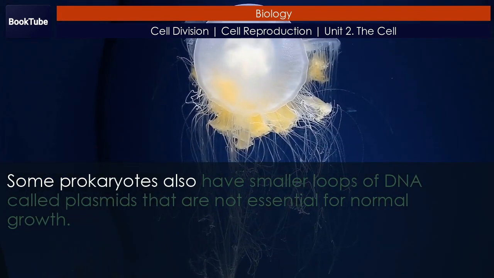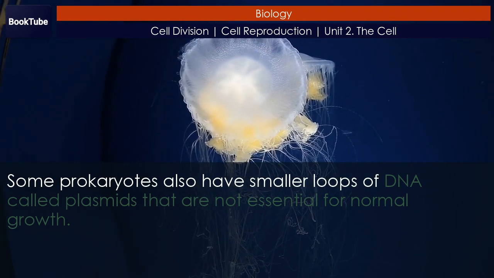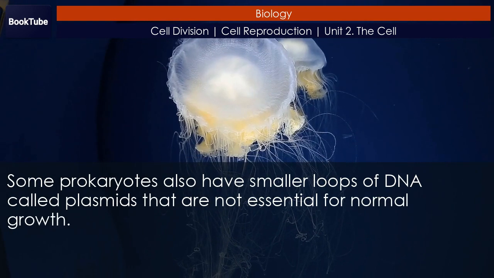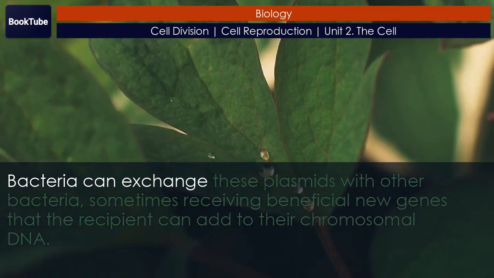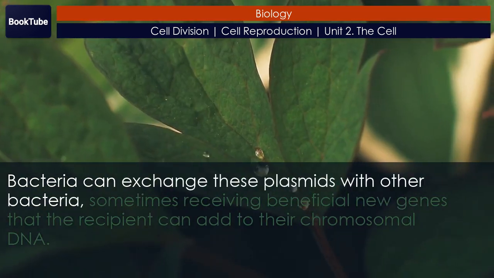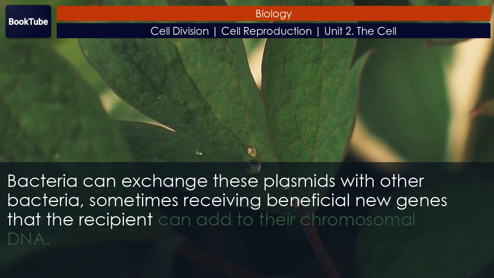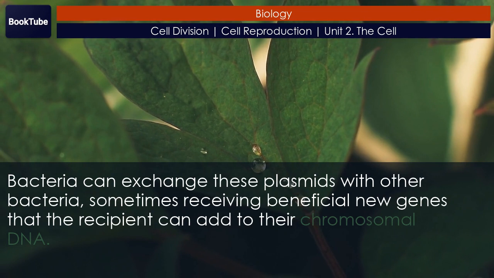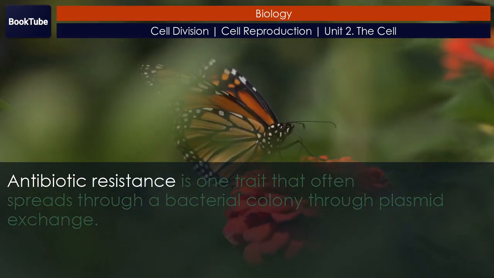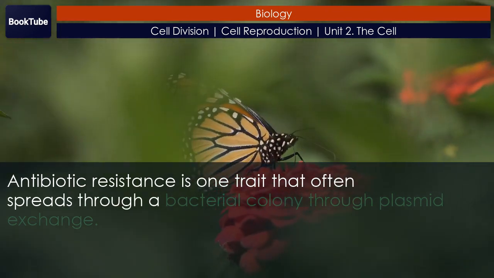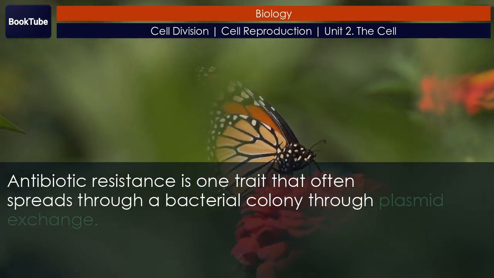Some prokaryotes also have smaller loops of DNA called plasmids that are not essential for normal growth. Bacteria can exchange these plasmids with other bacteria, sometimes receiving beneficial new genes that the recipient can add to their chromosomal DNA. Antibiotic resistance is one trait that often spreads through a bacterial colony through plasmid exchange.